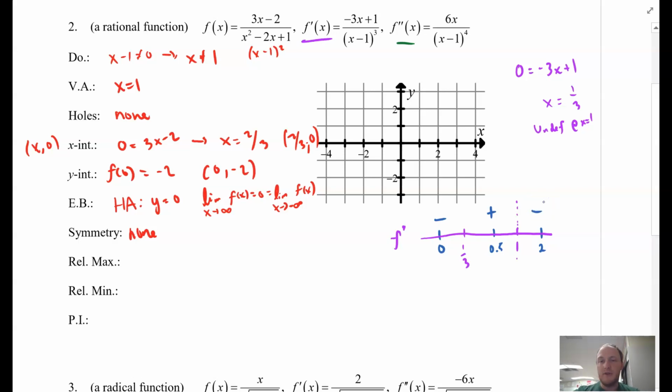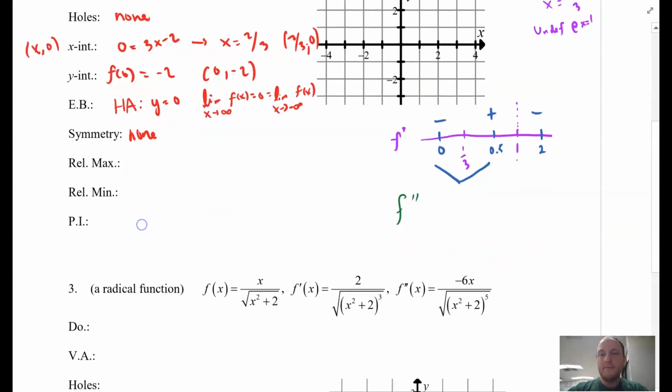Okay, so there is f prime. I know that our function is decreasing and then increasing, and then after the asymptote, it is decreasing. Okay, next I want to go ahead and analyze f double prime.